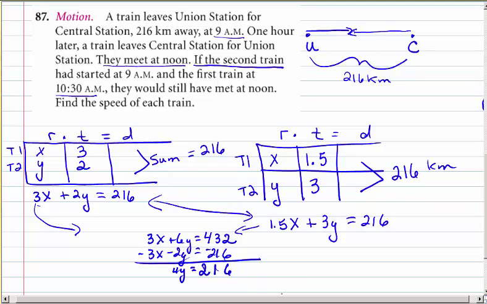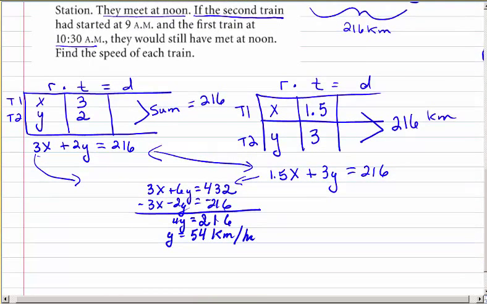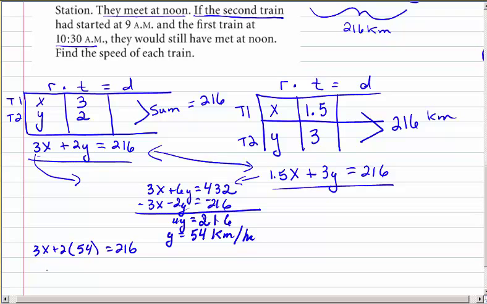out that y is equal to 54, and that's a rate, and my distance was in kilometers and my time was in hours. So the units for y would be 54 kilometers per hour. And then I can substitute back into either this equation or the 3x plus 2y equals 216, and put in the 54 that I just found, and find out that x is equal to 36 kilometers per hour.